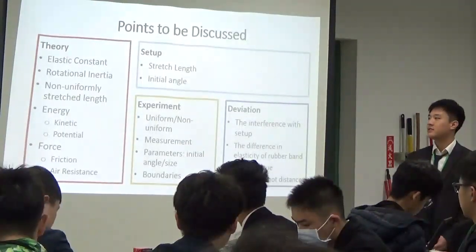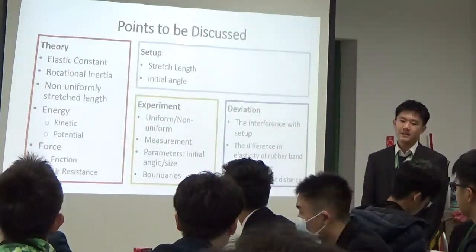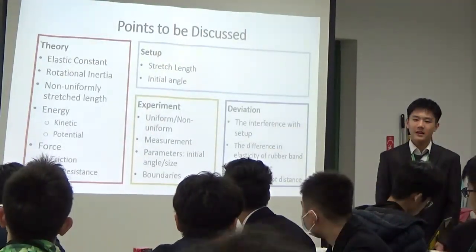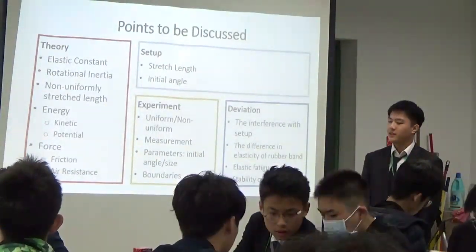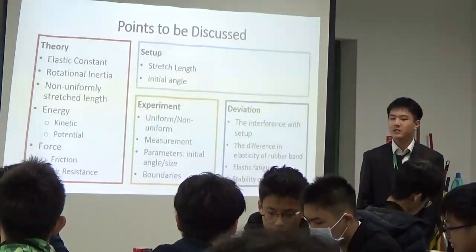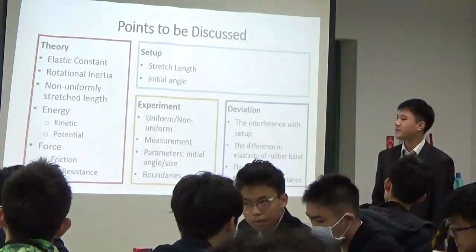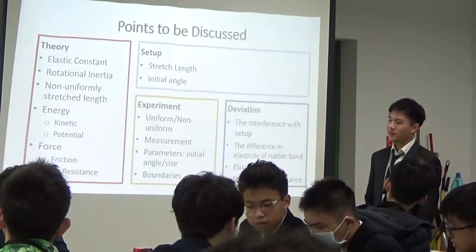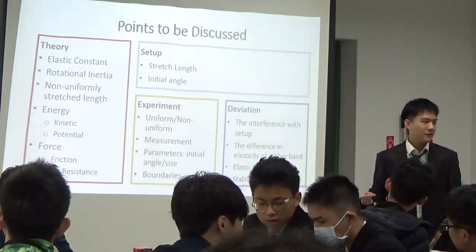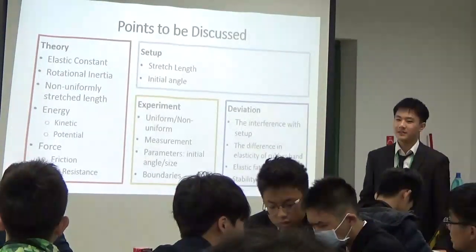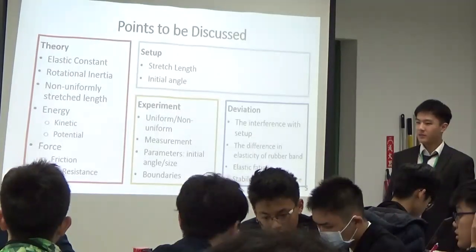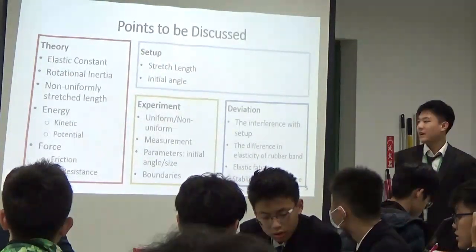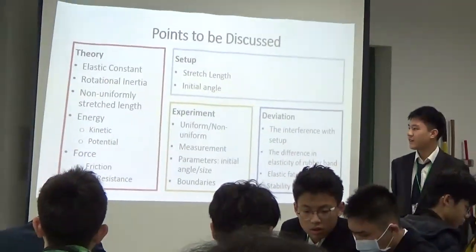And here are my points to be discussed. First, in the theory, I would like to talk about the elastic constants of the rubber band, and also the rotational inertia of the rubber band, which relates to its speed and its mass, and will affect its flight distance very essentially. And also the non-uniformly stretched length, how to define it, and other factors.